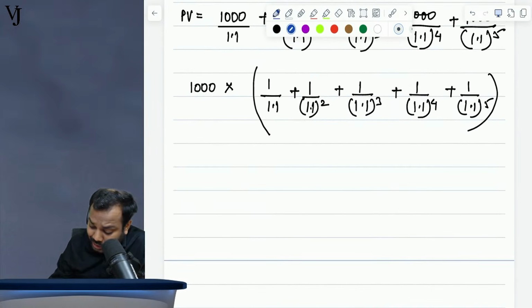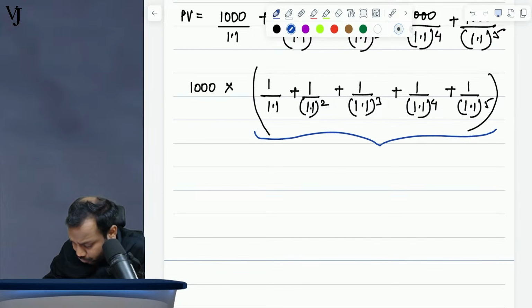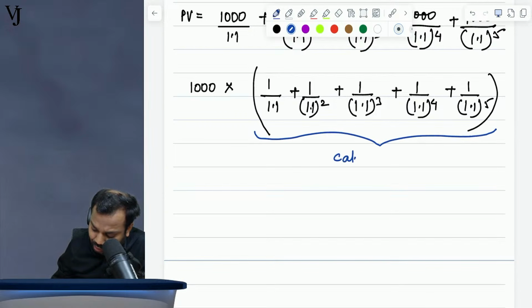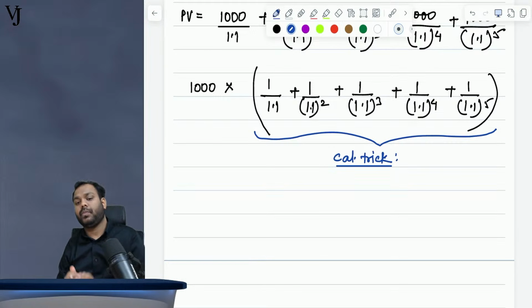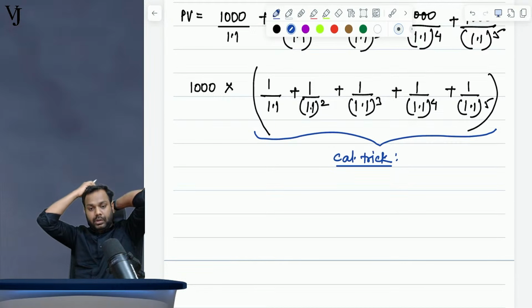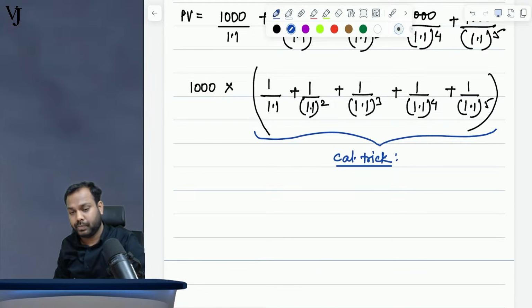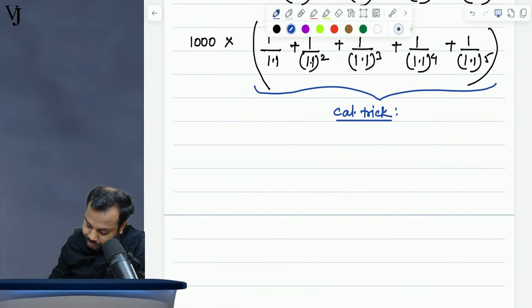Now, what is the calculator trick to solve this one? Do you want to know the calculator trick? Come on, guys, please tell me. Okay, now, understand.